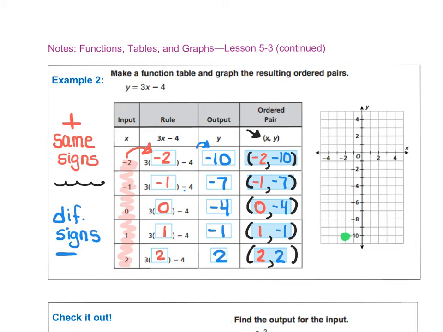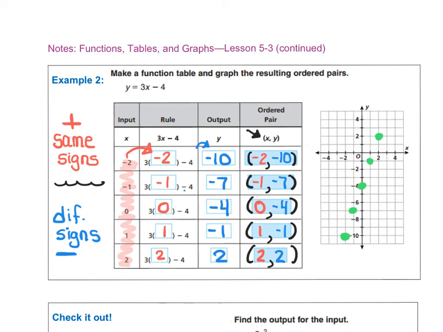I'm going to erase my little scribbles. Okay. And then I have -1, -7. It's going to go right here. And I'm going to pause and go ahead and graph the rest of those points. So hopefully when you've graphed your points, you'll end up with this. And I hope you're noticing that if I were to try to connect these points with a line, I have a straight line there. This is a linear function.